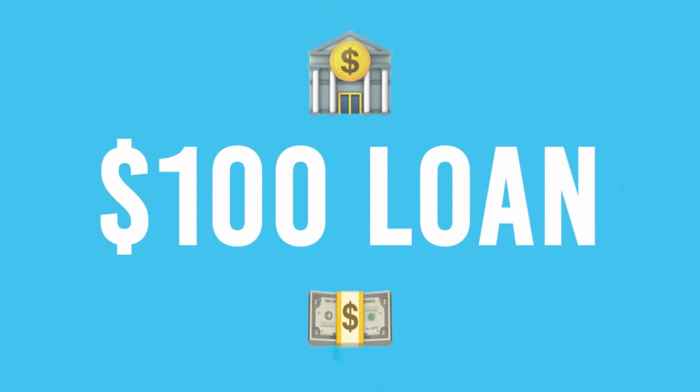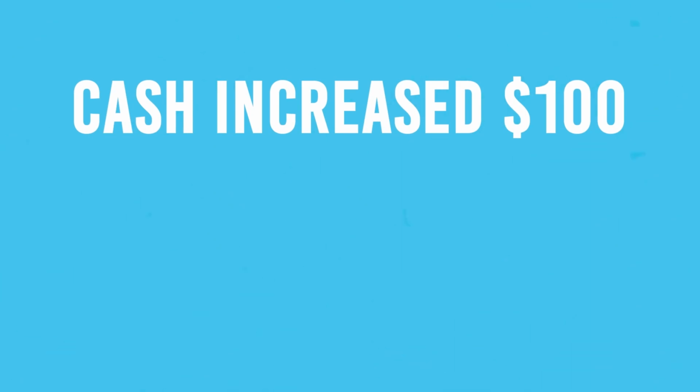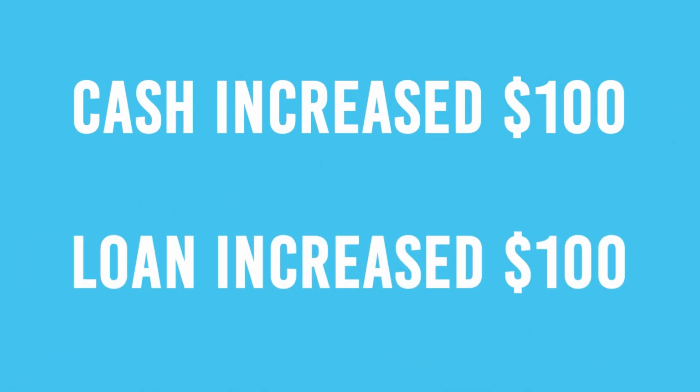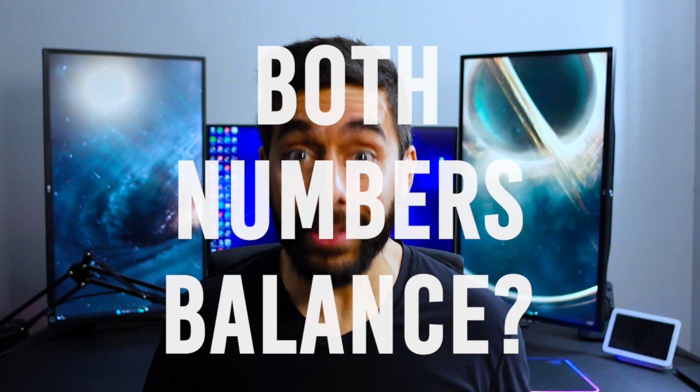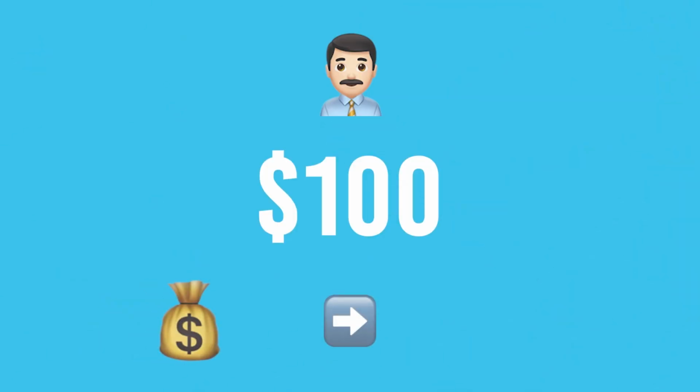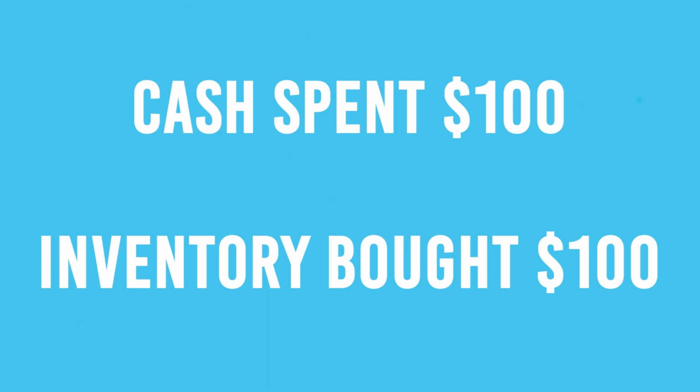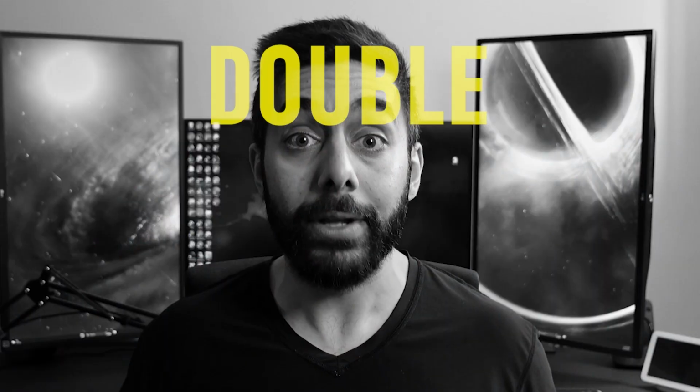Let's say I borrow $100 from the bank. I don't just record that I have $100 cash. I also record that I have $100 loan. Both numbers balance, double entry accounting. So now say I decide to spend that $100 of cash to buy some inventory. I have to record that $100 left my bank account, but I also record that $100 of inventory entered my warehouse. Both numbers balance, double entry accounting.